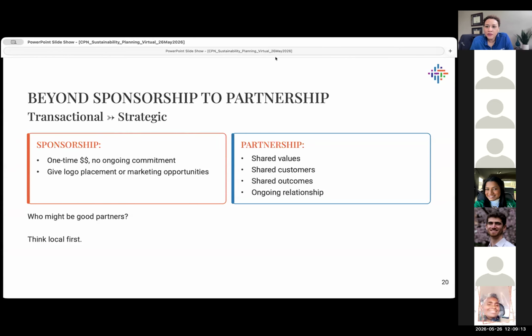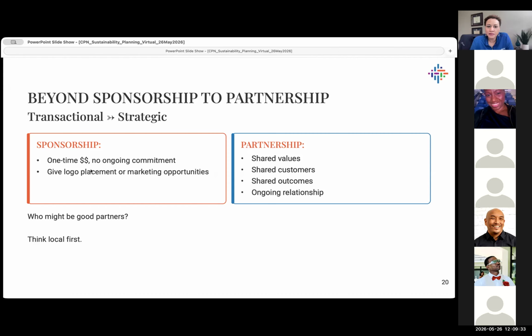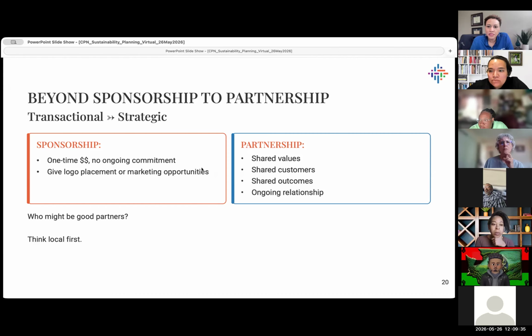So the point that I want to make here is to think beyond sponsorship and begin to think about partnership. Sponsorship can be transactional. It's usually one-time dollars. It's not an ongoing commitment. We entice people to do it by giving them logo placement or marketing opportunities. But partnership is when you find organizations or companies that share your values, or they share your customers, they share outcomes, and an ongoing relationship.